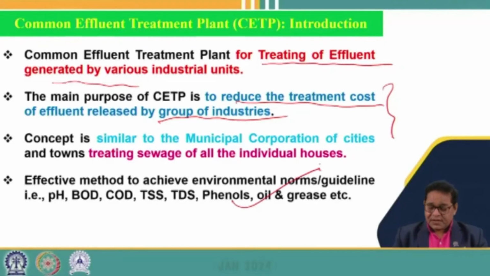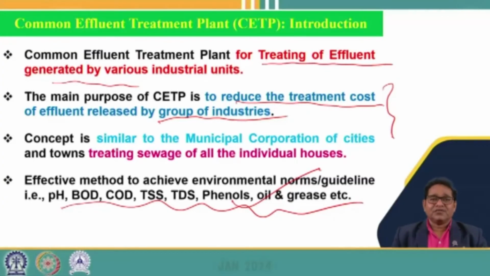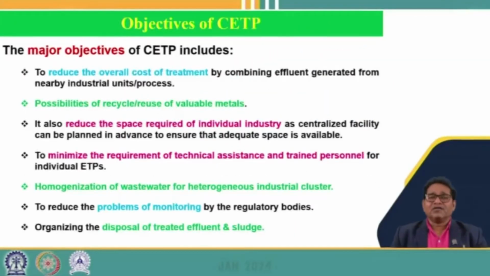So basically, the concept of the common effluent treatment plant is very effective to achieve the environmental norms or guidelines prescribed by various regulatory agencies like the State Pollution Control Board, the Central Pollution Control Board, and as per the Environmental Protection Act. In terms of wastewater discharge, parameters like pH, BOD, and COD are looked into before the treated wastewater is discharged, so as to comply with the environmental discharge standard. Let us see what are the major objectives of this common effluent treatment plant.